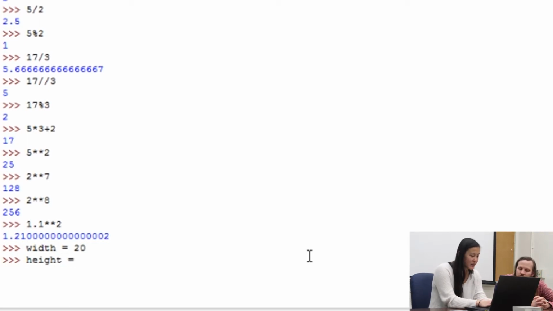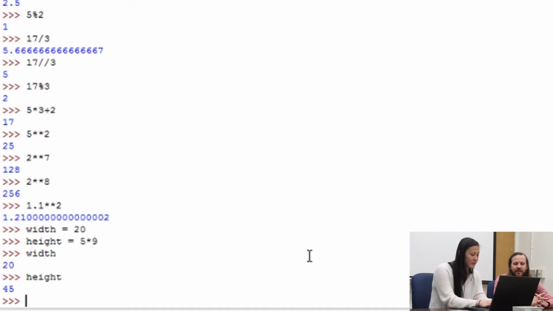And our height, we're going to spice it up a little bit. We're going to do something for it to calculate. So we're going to do some math in it. So now we hit enter, it stores in there. We can check these values again by typing width. So 20. Width is 20, I see. Then we're going to do height, and we get height is 45. So it does the math and stores it as the number.